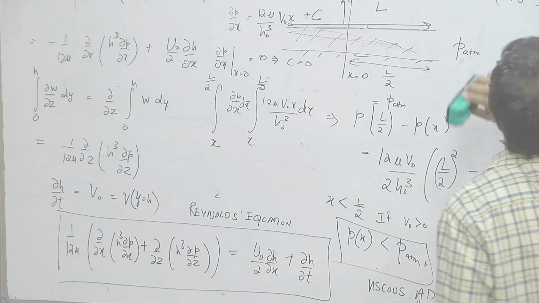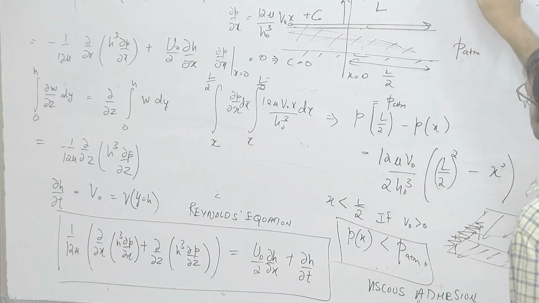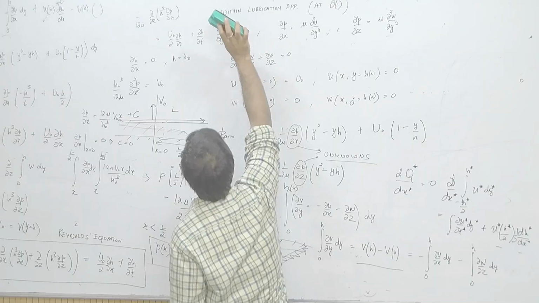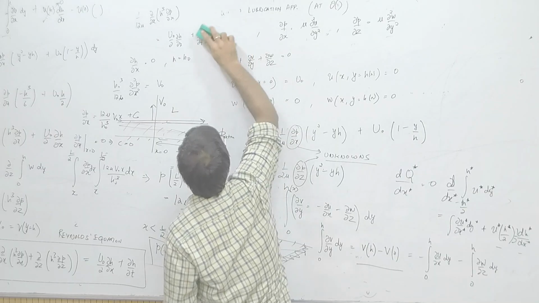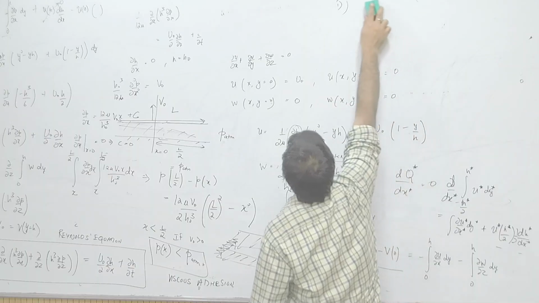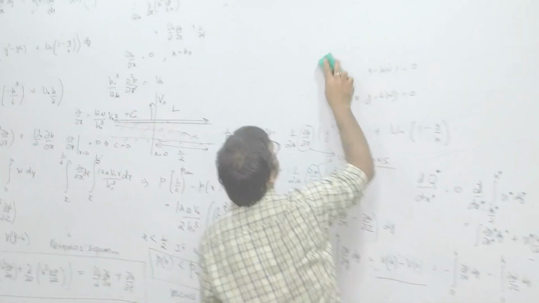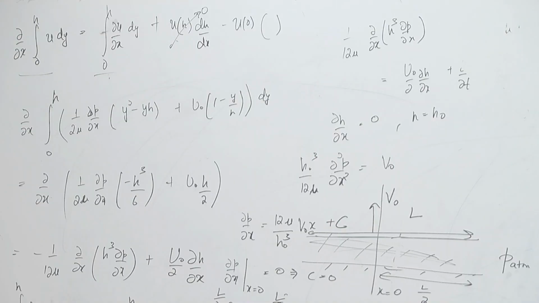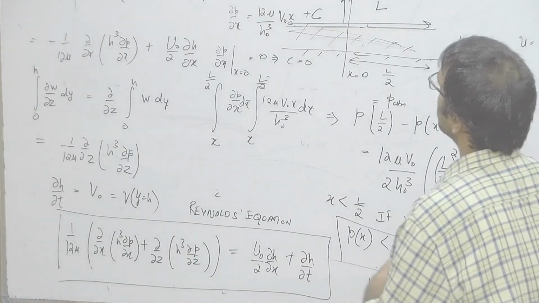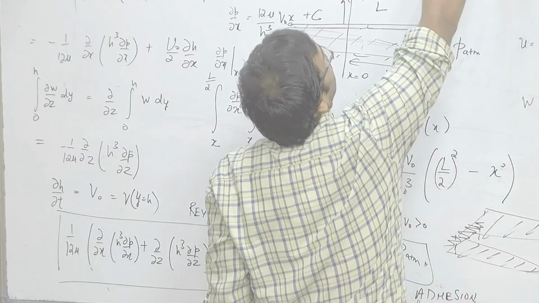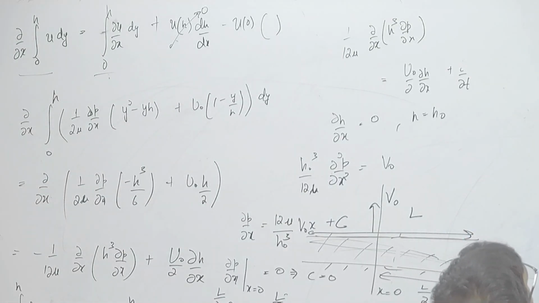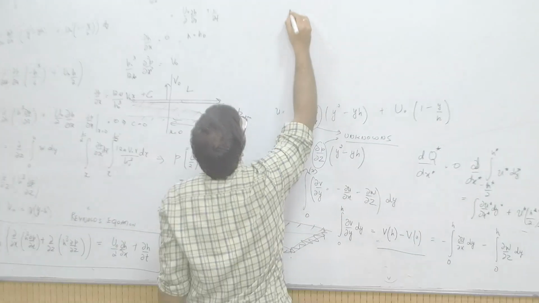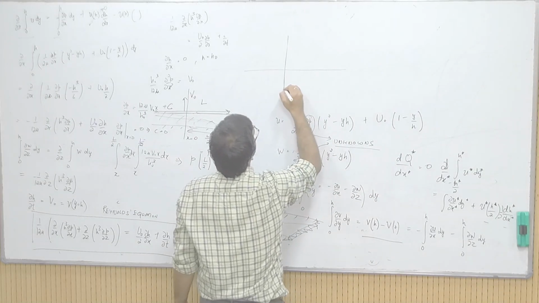So, there is a cylindrical analog of whatever we have discussed for Reynolds equation. I will not solve it in the class, but I will give it to you in the notes, and that is the analog of that journal bearing that we had drawn, and the analog problem goes something like this.